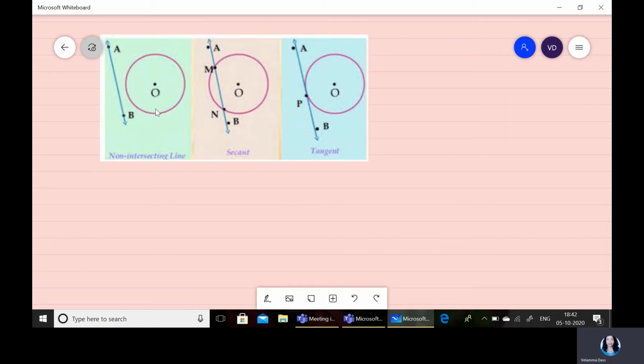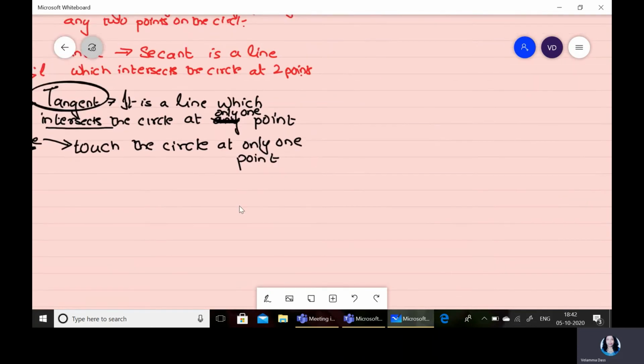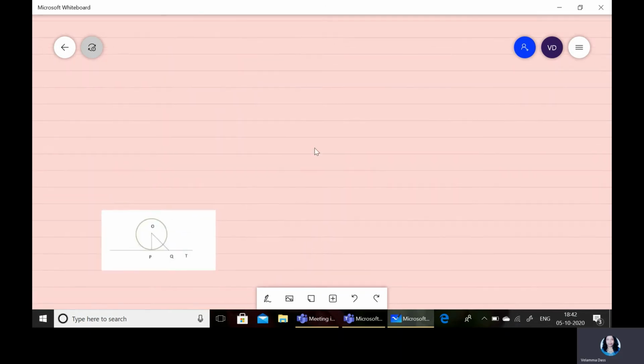So a circle and a line can have the relation that it is non-intersecting. If it intersects at two points, we call it a secant. If it intersects at one and only one point, we call it a tangent. We will learn a very important theorem regarding this, very important from the board point of view. Let's understand the theorem, students.